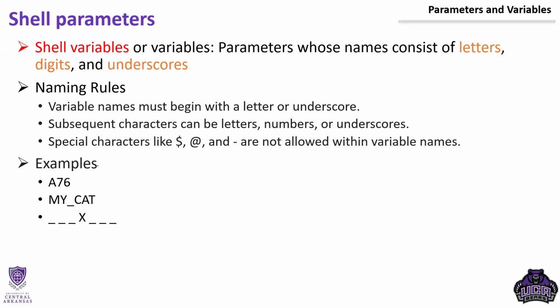So we have some examples here. A76 works. My underscore cat works. And even underscore underscore X and so on. All of those are valid variable names.